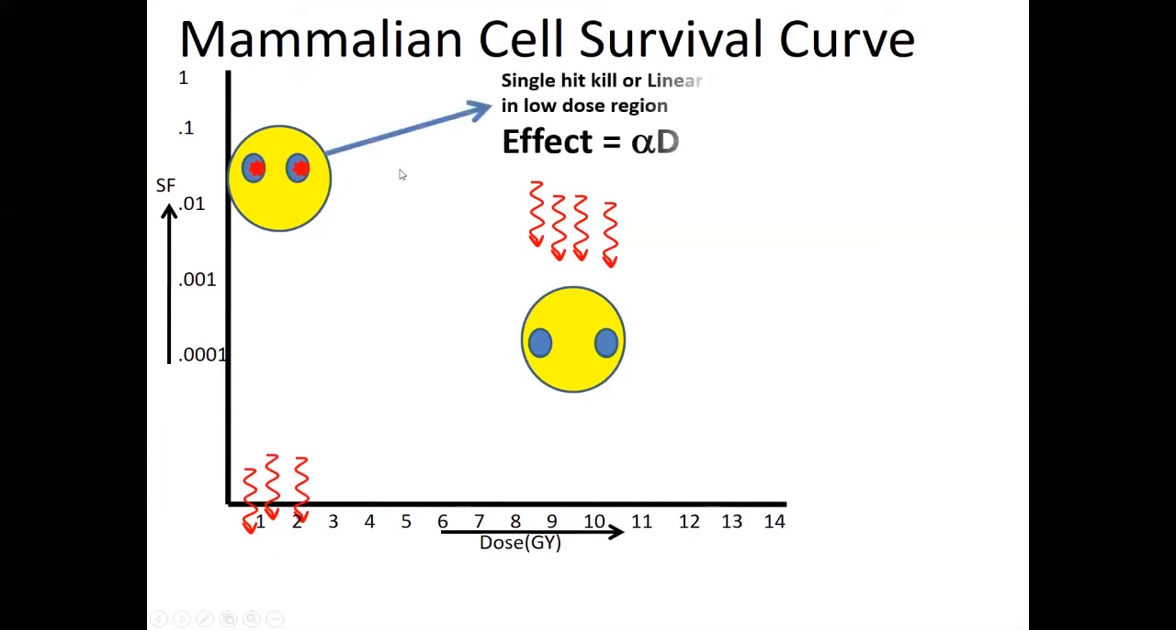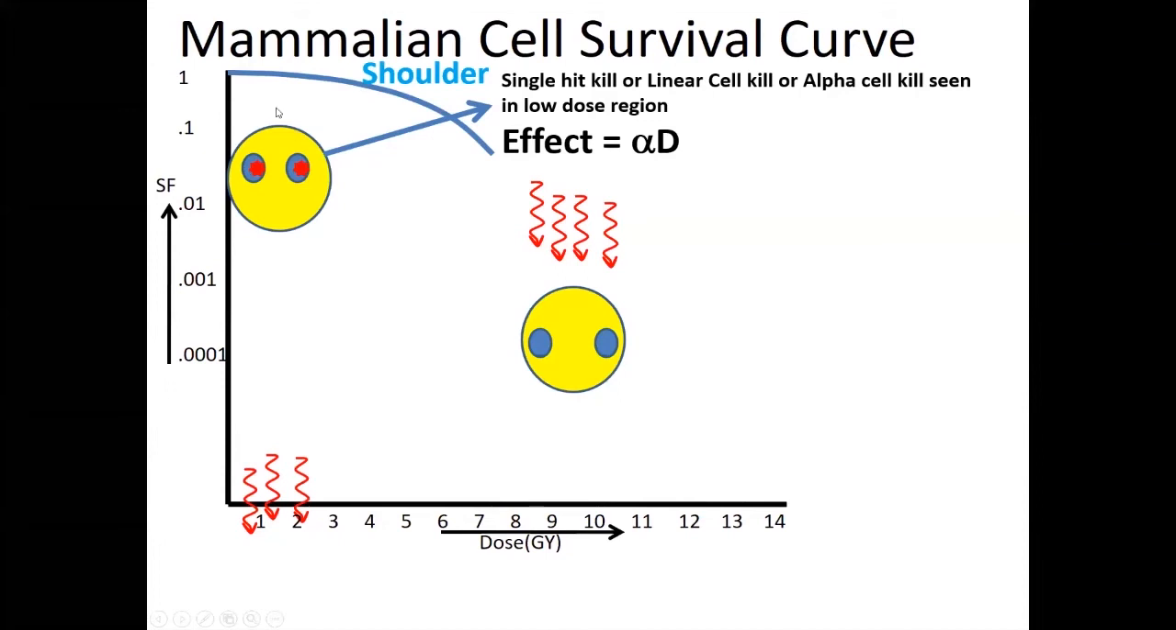And this type of cell death is known as single hit kill or linear cell kill or alpha cell kill, which is mainly seen in the low dose region. Here the effect is equal to alpha D, where alpha is a constant, and because of the predominance of this process of cell kill, the cell survival curve is continuously bending like a shoulder.